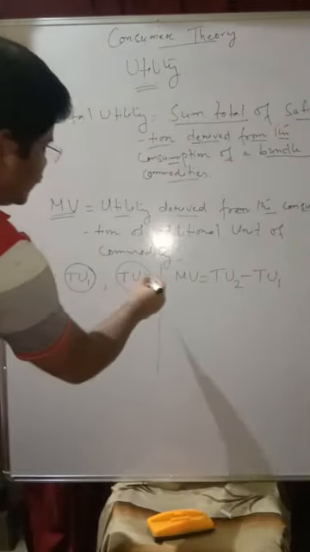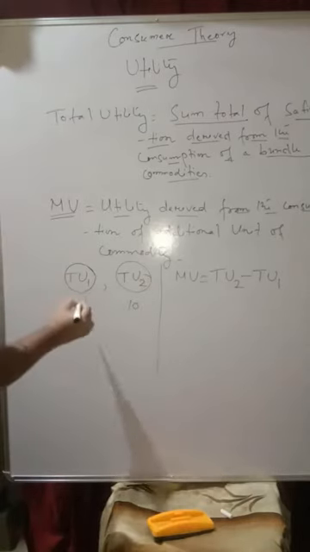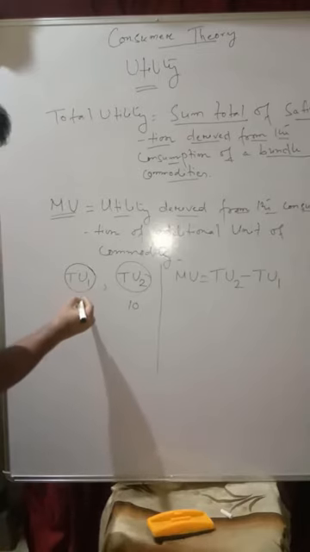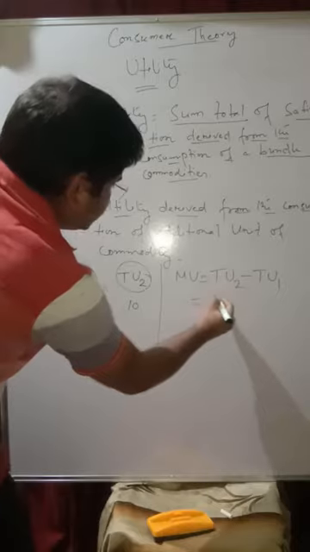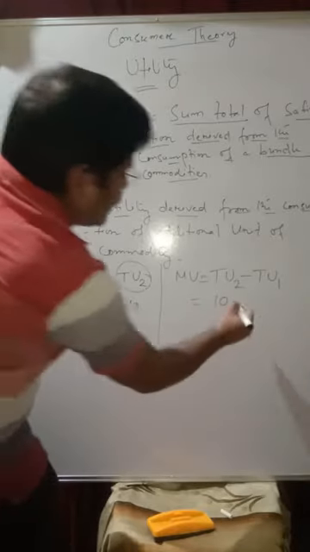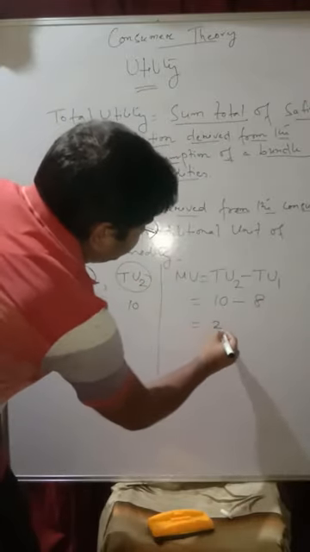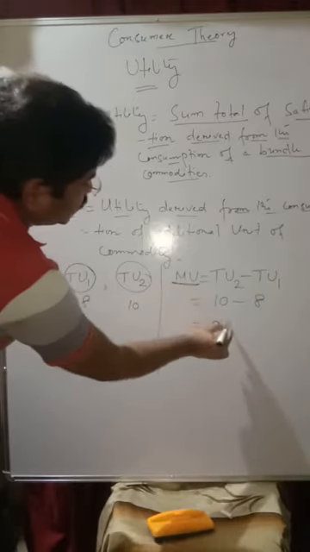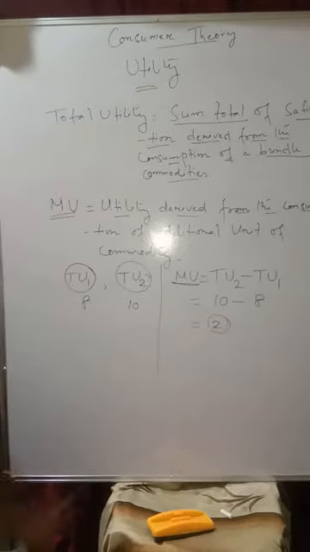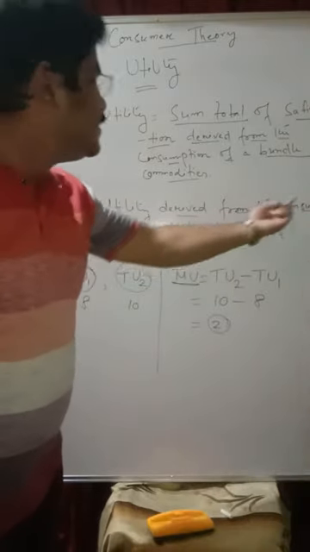So if from the second unit of rasagulla you derive a total utility equal to 10, and from the first unit of rasagulla you derive a total utility of, suppose, 8, then TU2, that is the total utility from the second unit of rasagulla, minus the total utility from the first unit of rasagulla, that is 8, is equal to 2. So here the marginal utility is 2. That 2 is your marginal utility, and that is nothing but the utility derived from the additional consumption.